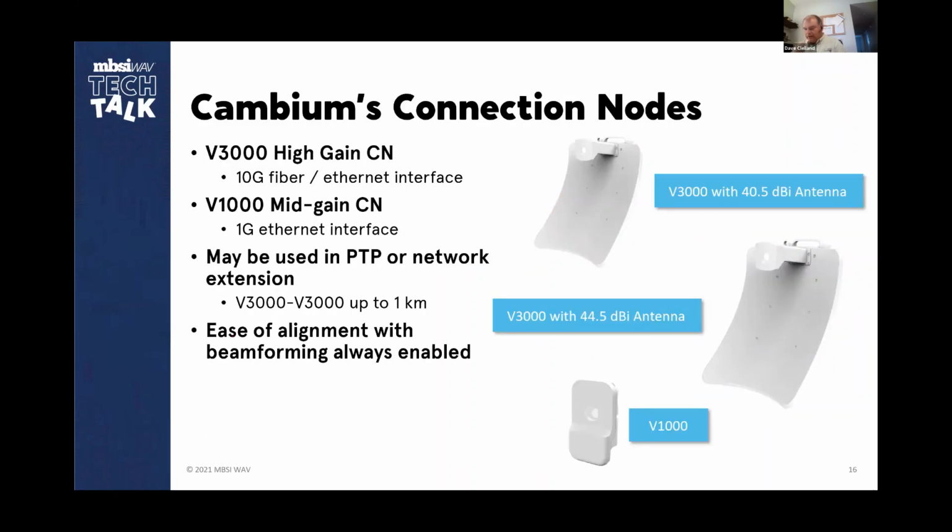All right, so I included this just so we can see some of the antenna gains here. The V3000 has a couple of options: 44.5 dB or 40 dB gain antennas. And in 802.11ay, the connection node for almost every manufacturer, I think, can be used either as a point-to-point or as part of the point-to-multipoint.